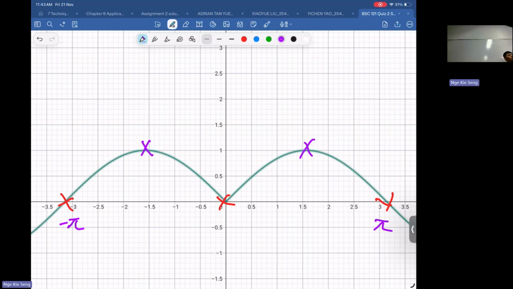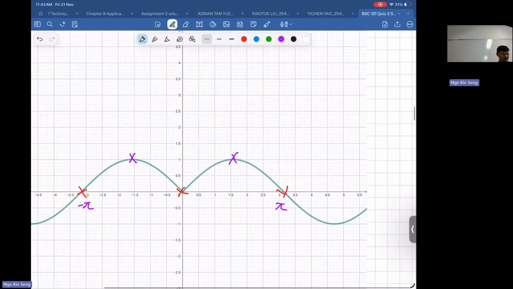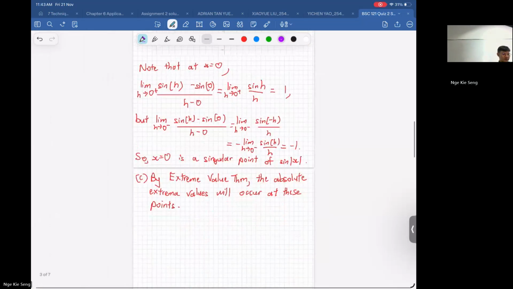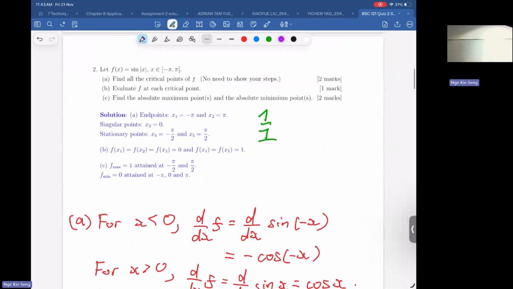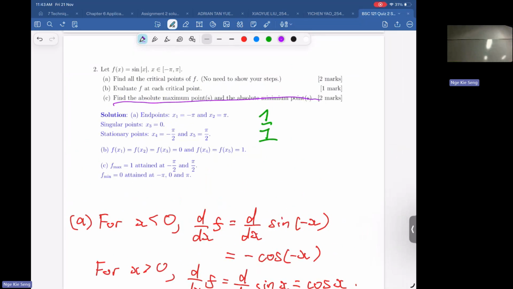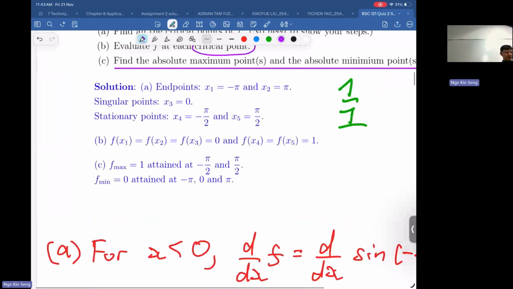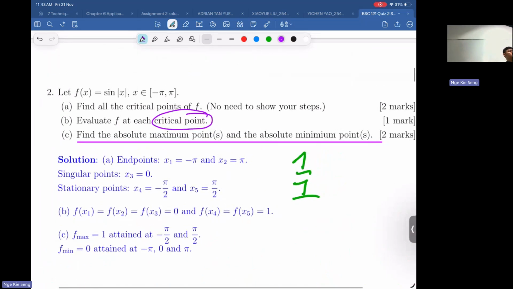Did you plot out this graph and check your answer or not? You are at home, right? You should be able to plot some graph and check. Maybe in exam condition you cannot draw it, but you can plot this graph and check. By the extreme value theorem, this is where you find your absolute maximum and minimum, which is at all the critical points. So you find the critical points and then you compare them. Which one is the largest, which one is the smallest? Any questions so far for this question?